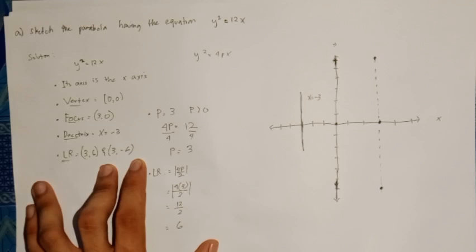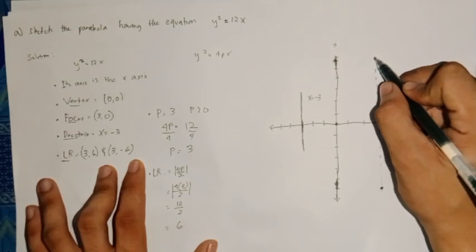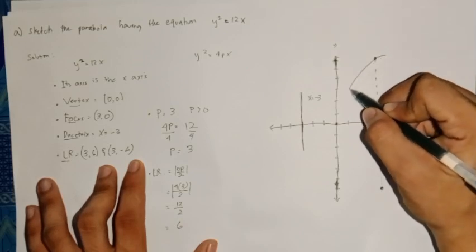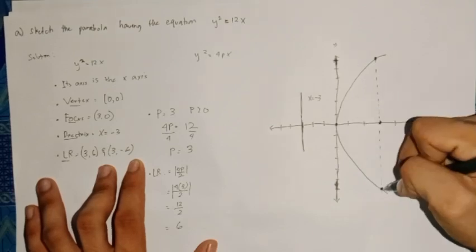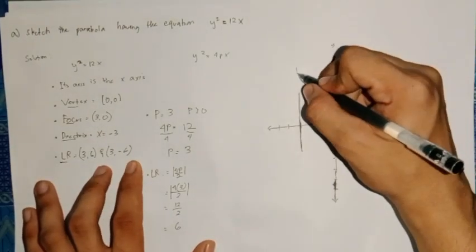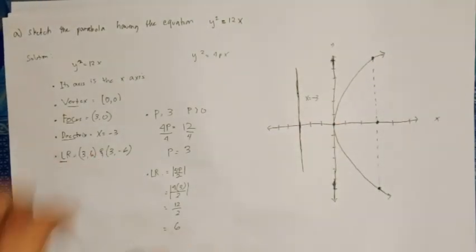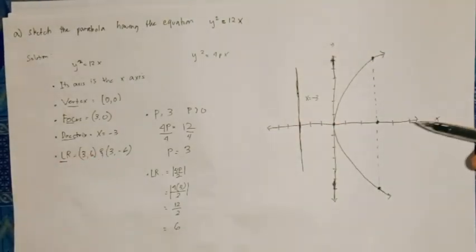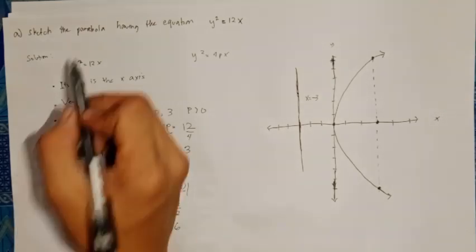And now let's connect these points. We have a parabola that looks like this. This is the directrix. This is the curve. This is the graph of this equation.